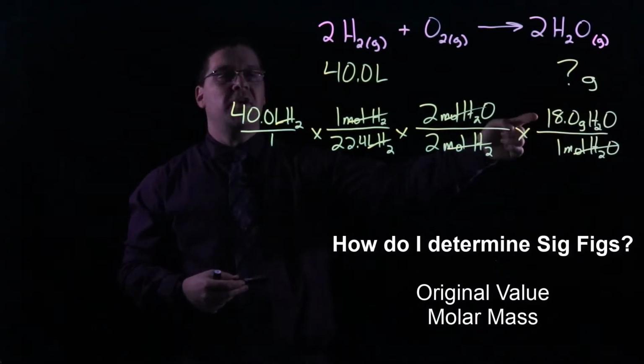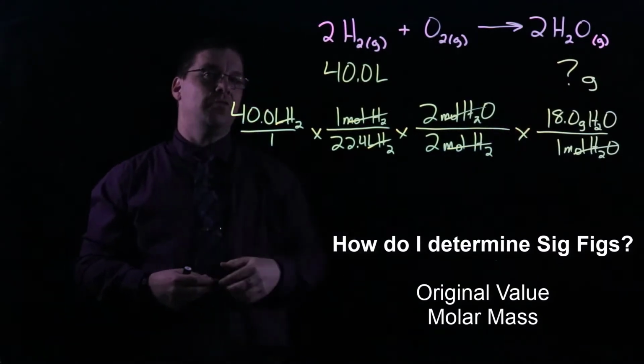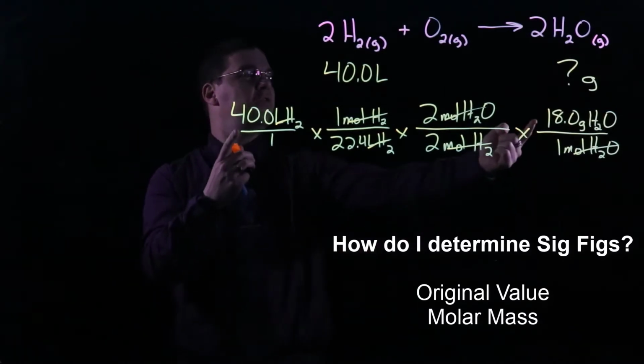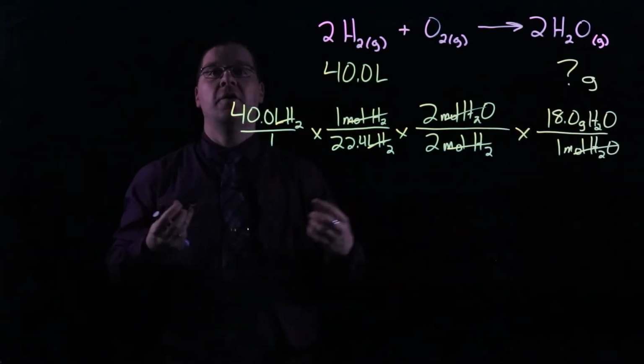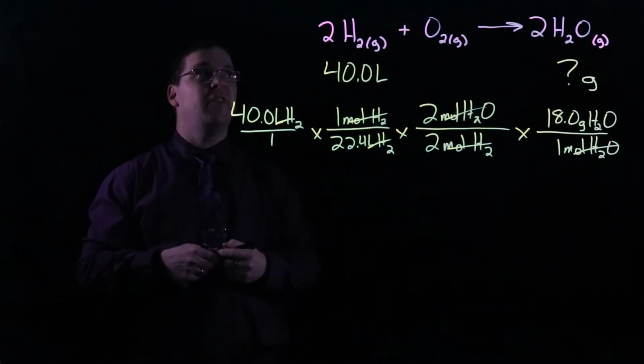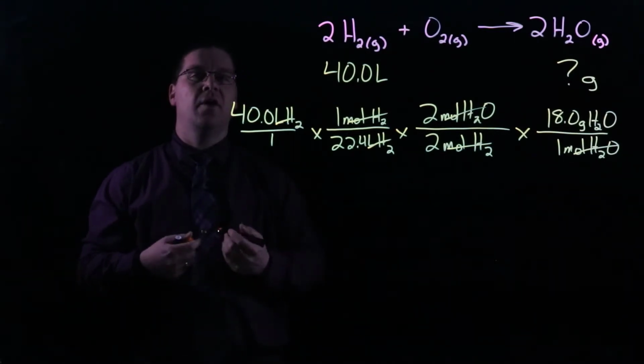Molar mass, because we are using rounded off values from the periodic table, we are going to want to consider. So between these two, each of them has 3 sig figs. So our final answer should have 3 significant figures. And in this case, your answer comes out to 32.1 grams of H2O.